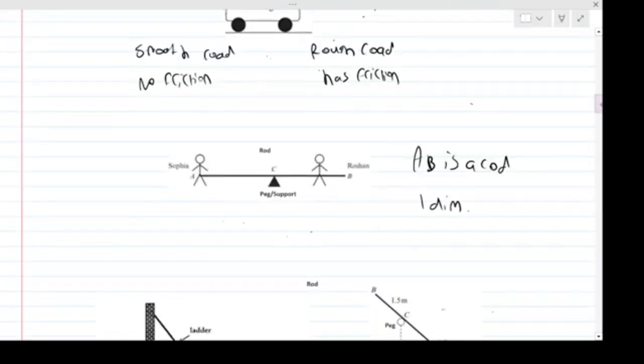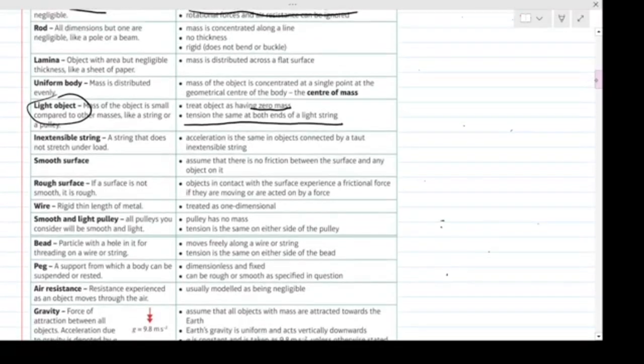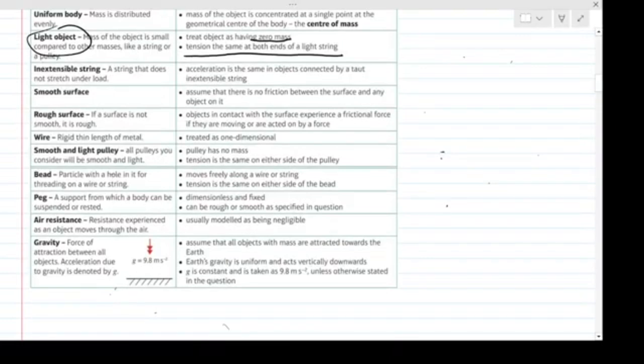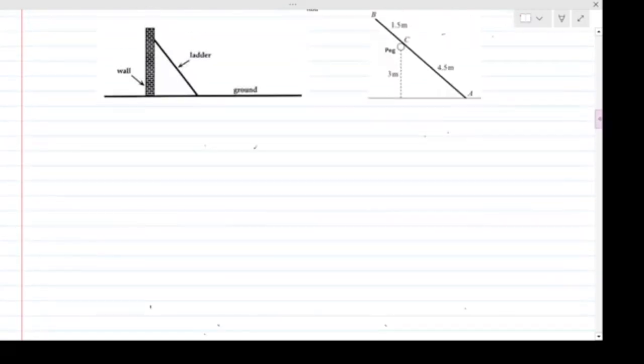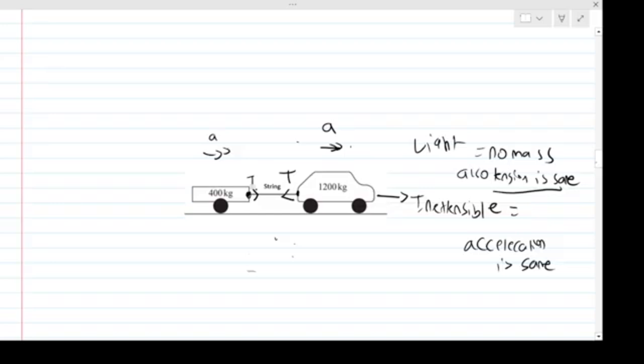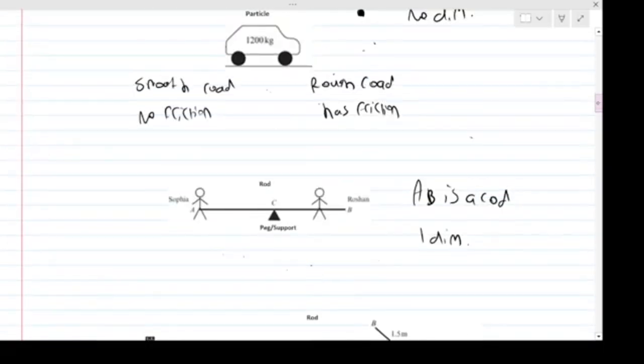One more thing we need to talk about before we move on, the last assumption you need to be aware of. Actually, you might see something called a wire. A wire is one dimensional. It's basically a string. If we go back to the car example, the towing example, instead of a string you might have a wire. But again, that doesn't come up. Really, we deal with strings 99.9% of the time.